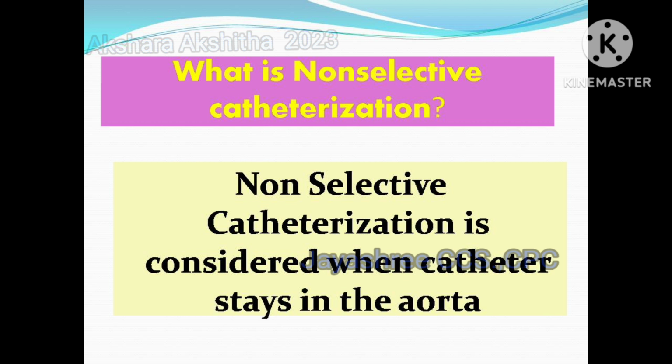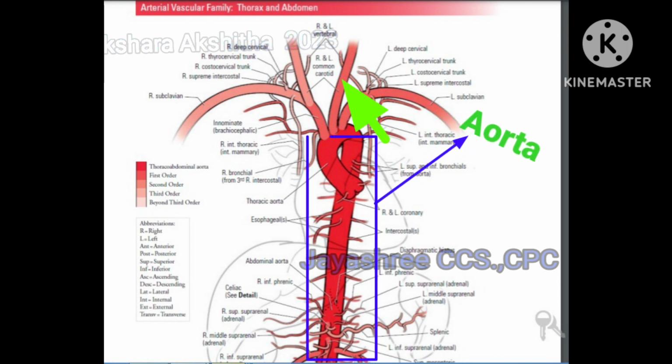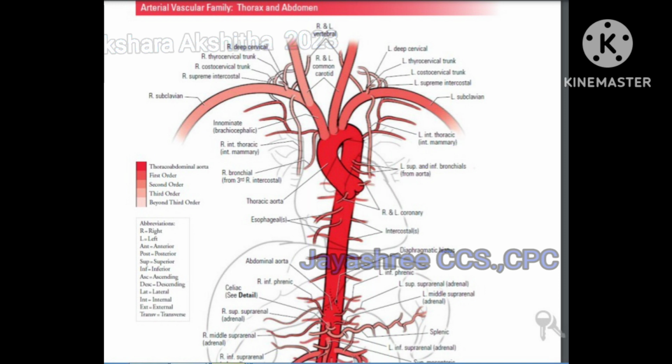Okay, now you know what non-selective is. Non-selective means the catheter is within the aorta. If the catheter moves beyond the aorta, this is selective catheterization.